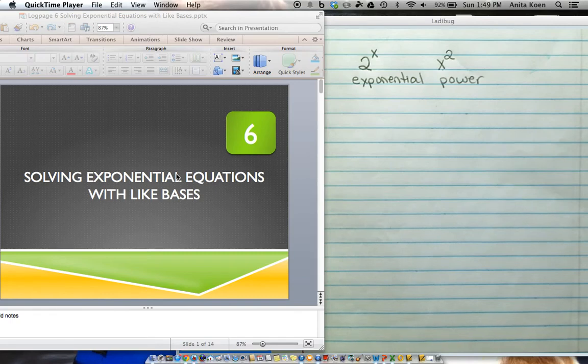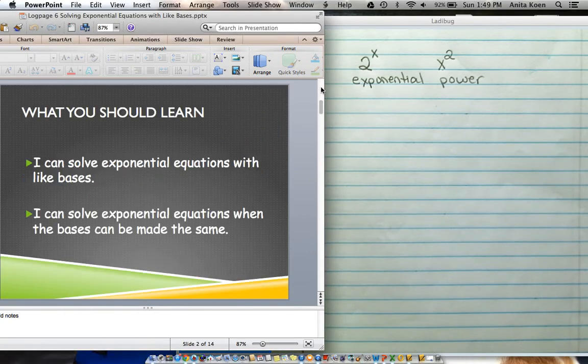In this video, we're going to be solving exponential equations with like bases. What you should learn from this video is you should be able to solve exponential equations with like bases. Then you should be able to solve exponential equations when the bases can be made the same. They don't start out the same, but then you can make them the same.